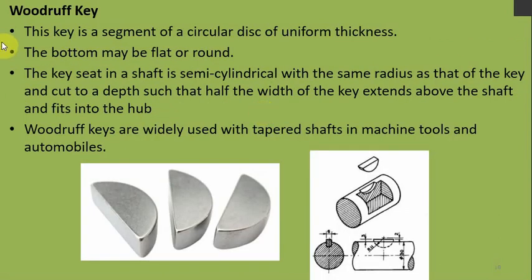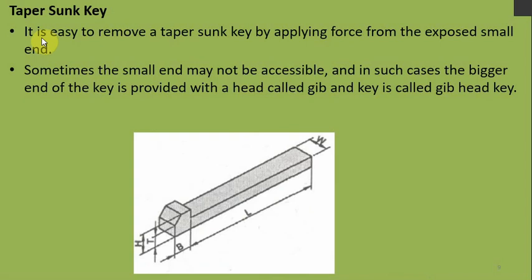Compared to parallel key, this taper sunk key is easy to remove from the joint by applying force from the exposed small end. So once it gets a very small movement, then it will get loosened easily. In some cases, the small end may not be accessible, and in such cases the bigger end of the key is provided with a head called a jib.